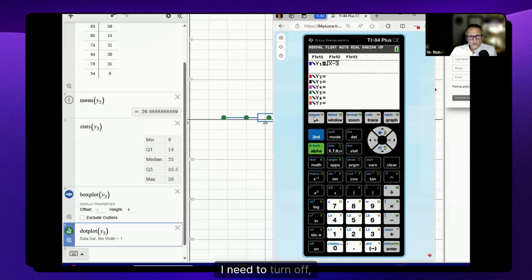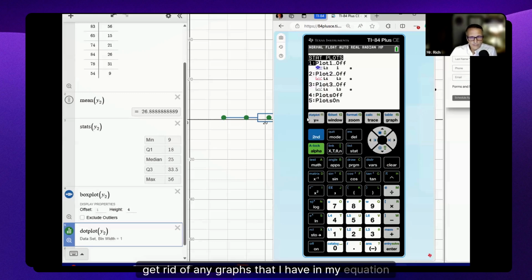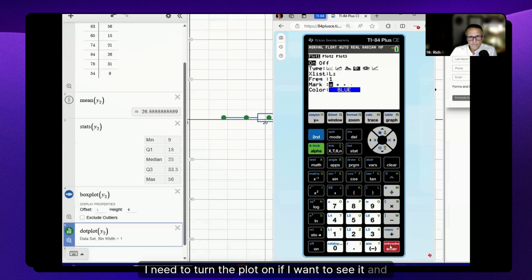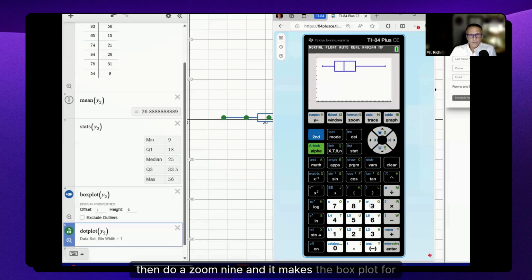I need to get rid of any graphs that I have in my equation editor. I need to turn the plot on if I want to see it, and then do a Zoom 9, and it makes the box plot for me. That's what the TI-84 shows me. That's what Desmos shows me. So it's the same general shape.